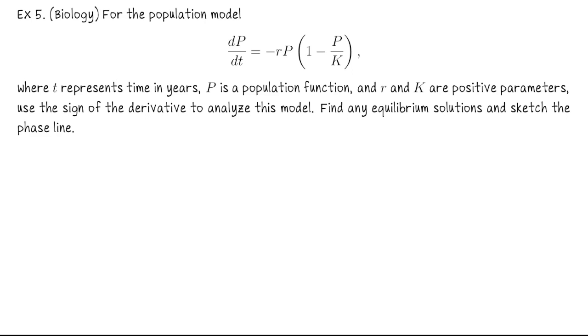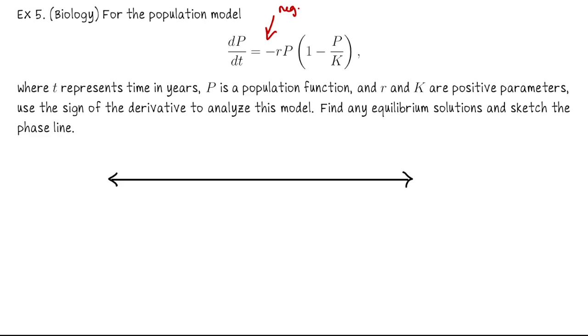Let's finish today by taking our logistic model and changing it a little bit. So this is exactly the same as before. Same time in years, P is population, r and K are positive parameters, except I've put a negative sign. So let's analyze this model, and I think we can do this all at once by just creating the phase portrait.